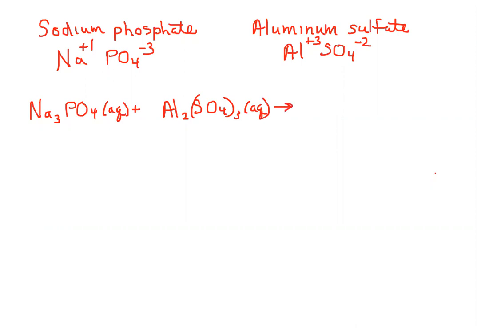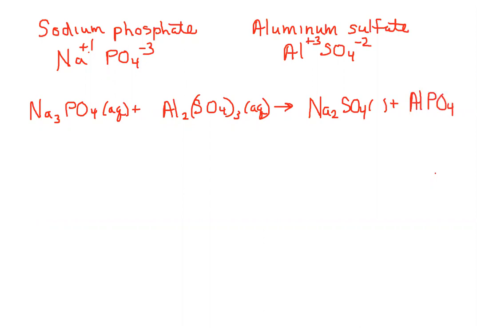Now we're going to switch, and sodium is going to go with sulfate. Sodium is +1, sulfate is -2, so that becomes Na2SO4. And I'm not going to say what that is yet because we've got to look on our sheet. And aluminum phosphate. Aluminum is +3, phosphate is -3, so that's just aluminum phosphate, like that.